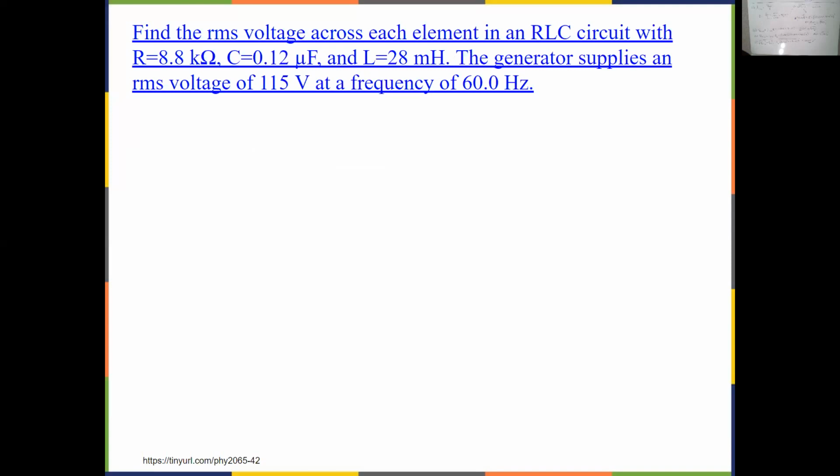So let's take a look at the example on the RLC circuit here. It tells you the R is 8.8 kilo ohms, your C is 0.12 microfarad, and your inductance is 28 millihenry. The generator supplies an RMS voltage of 115 volts at a frequency of 60 hertz. What would be the RMS voltage across each element?